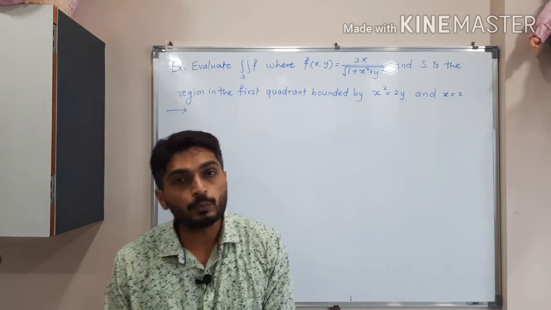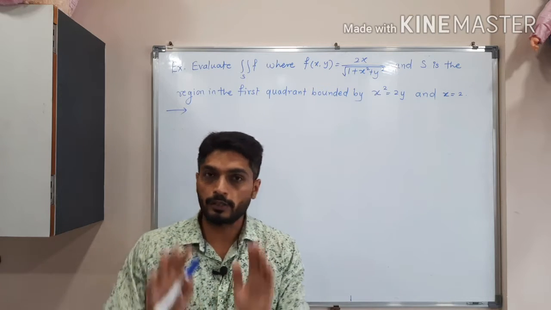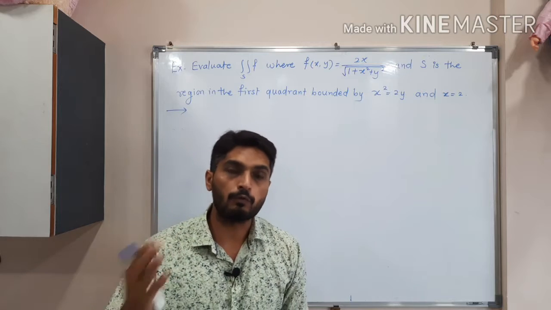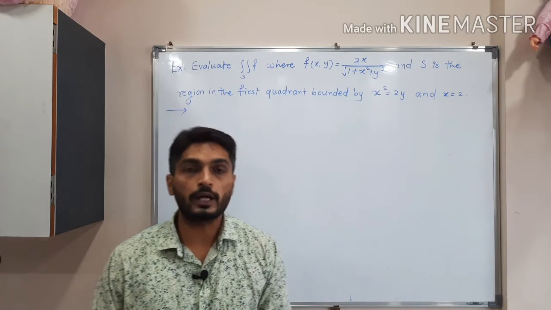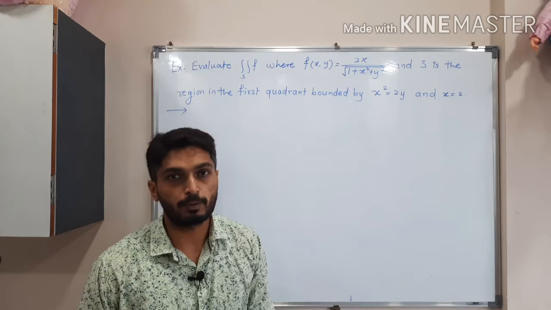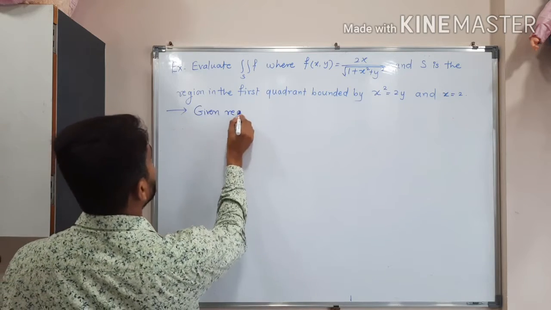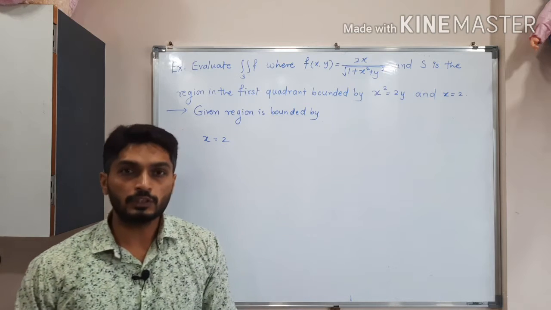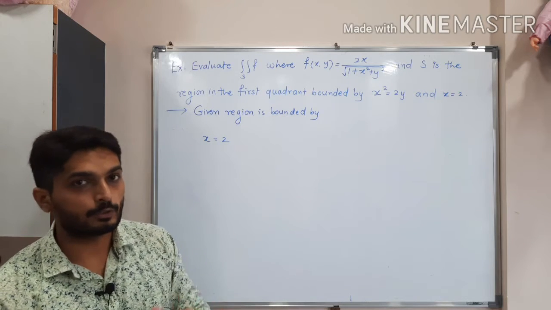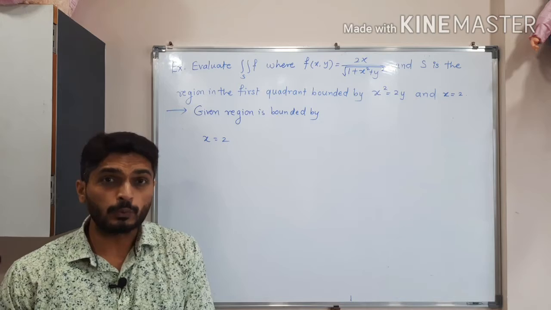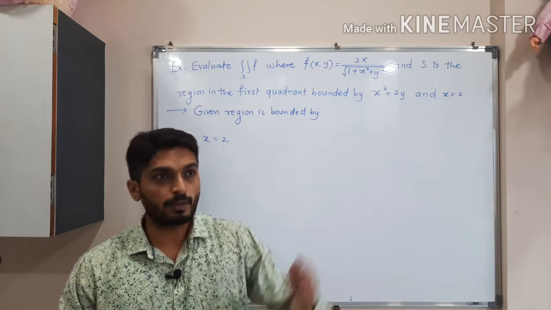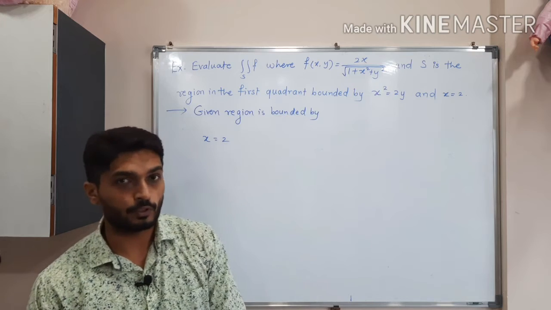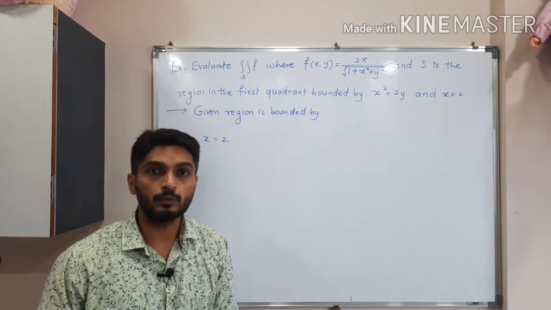So what we do when we solve such problems, first we draw the diagram. First of all, we will find out the region, and after that we go for the integration. So let us do that. I will write the given region is bounded by. So the first curve which I consider is x is equal to 2. This is the equation of a line which is parallel to y-axis and which passes through x is equal to 2. So I will mention this is a line parallel to y-axis.